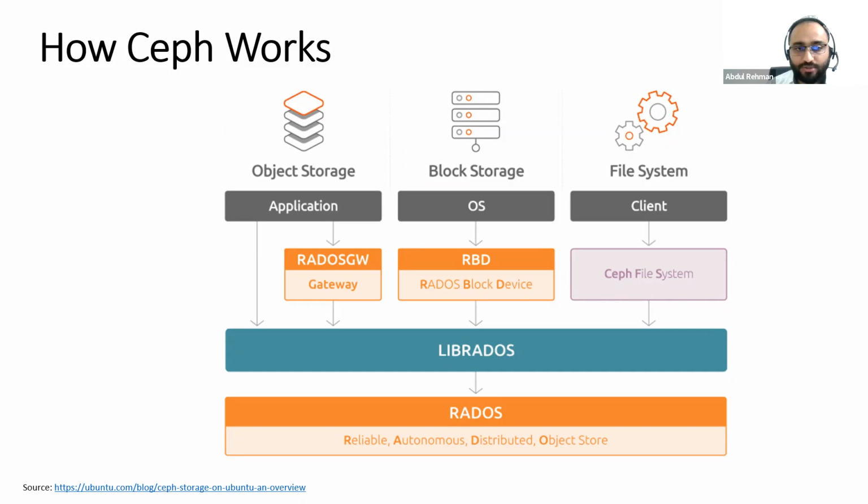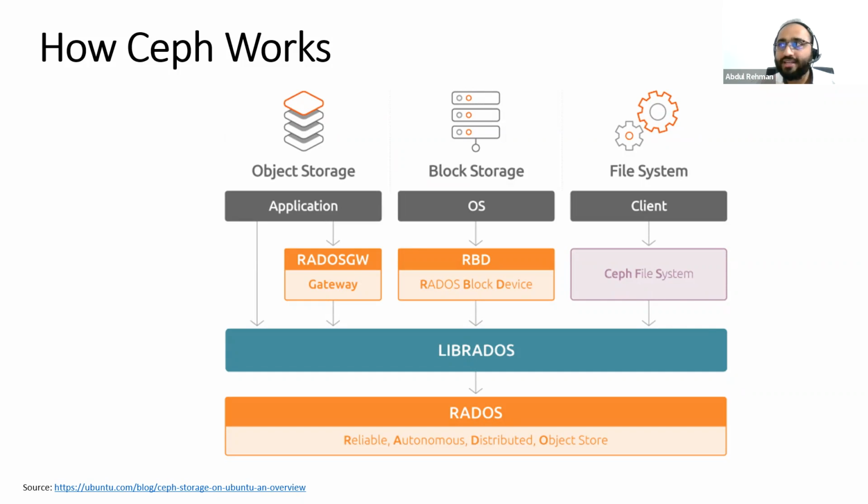So for the block storage, we have RBD, Redis block device. What happens is basically an OS connects to this RBD. Some people also call it remote block device, but normally it's Redis block device. So the OS connects to Redis, and it then interacts with libredis, and eventually it reads and writes data on the Ceph cluster or the Ceph storage nodes.